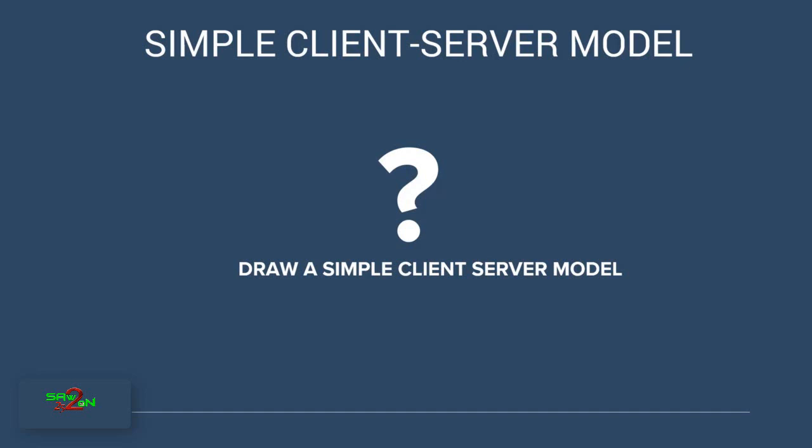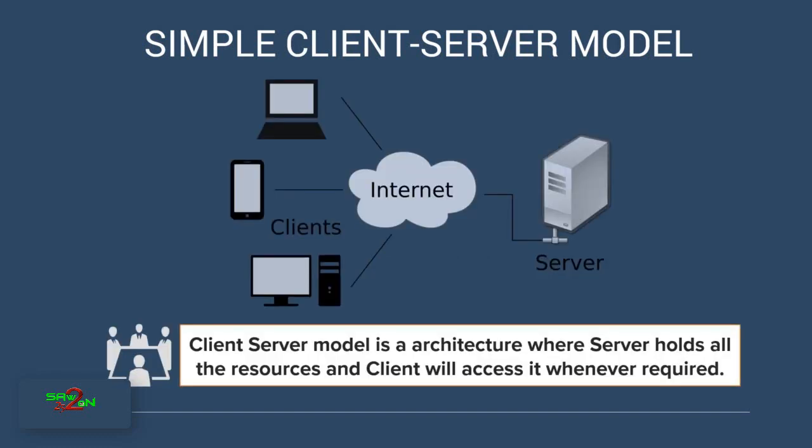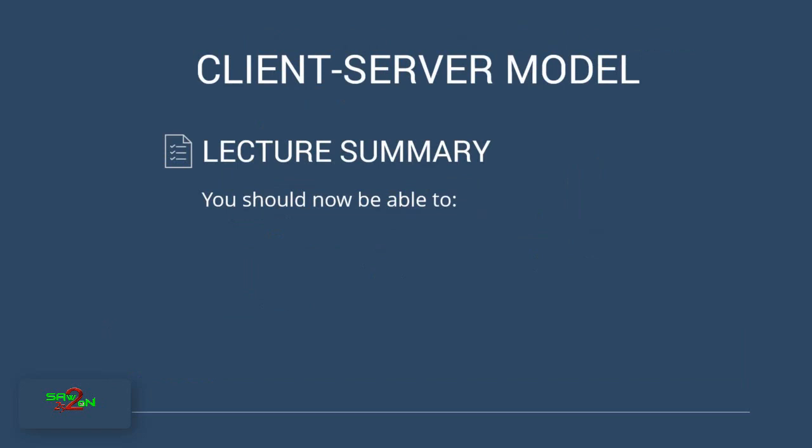Okay, how did it go? Whatever your diagram is, if you have understood the concept clearly, then you should be drawing something like this. You have different clients and then you have a server on the right hand side. The clients are making requests to the server to fetch the information. So this is a simple definition I want you to remember. Client server model is an architecture where the server holds all the resources and the client will access it whenever required. Okay, let's move on.